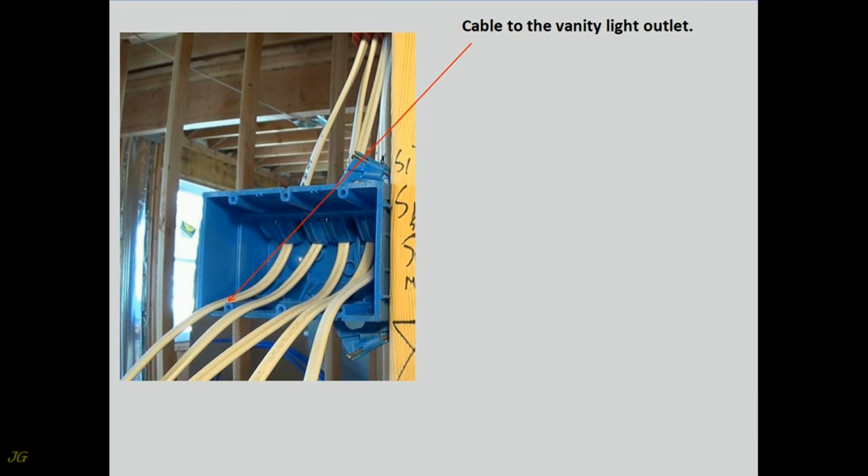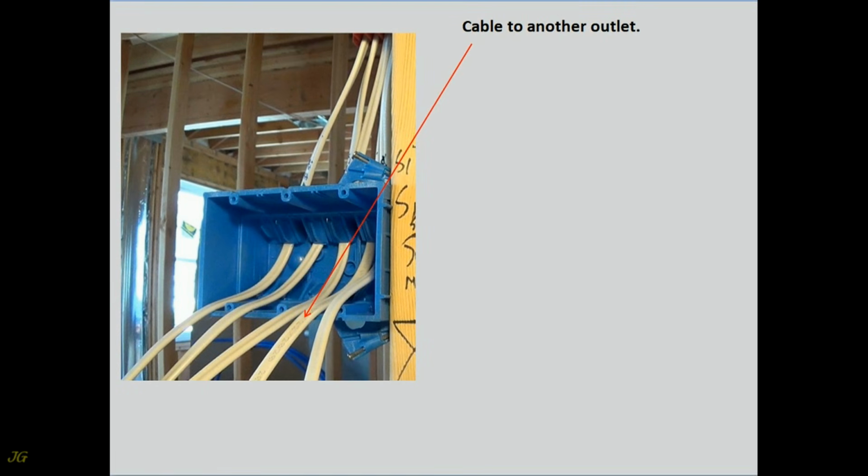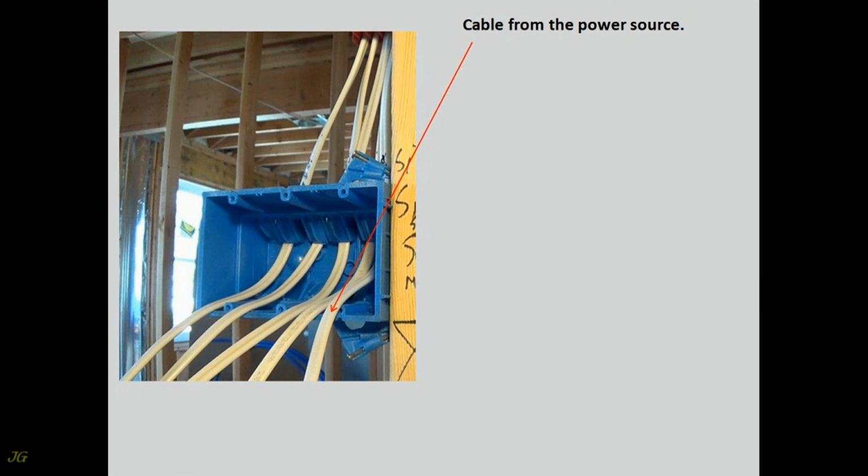Cable to the vanity light outlet. Cable to the recessed light. Cable to the exhaust fan. Cable to another outlet. Cable from the power source.